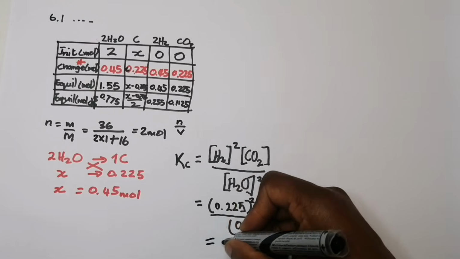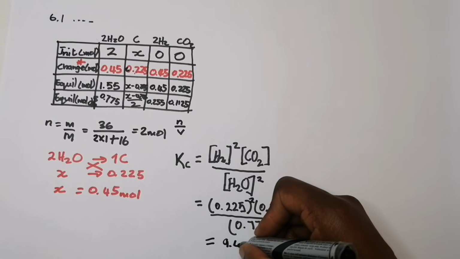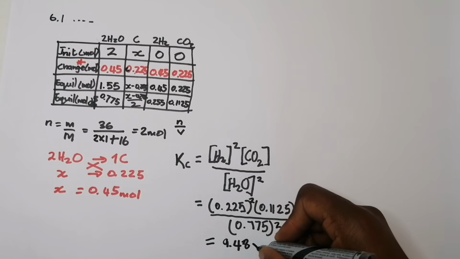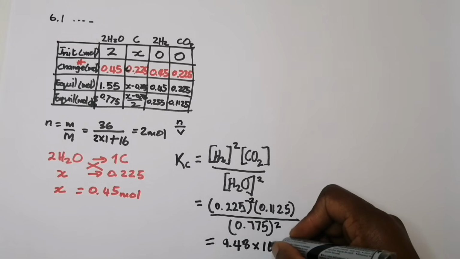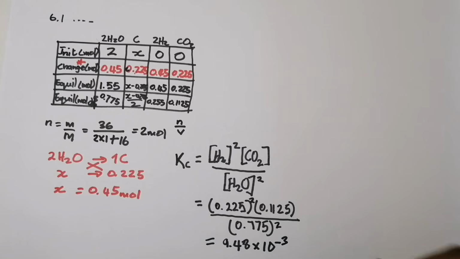Please, you can verify that for me. I know I've got my auditors out there who are always telling me, hey, you got the wrong answer, sir. So that's times 10 to the minus 3. And remember, Kc does not have any units. Well, at least for now.